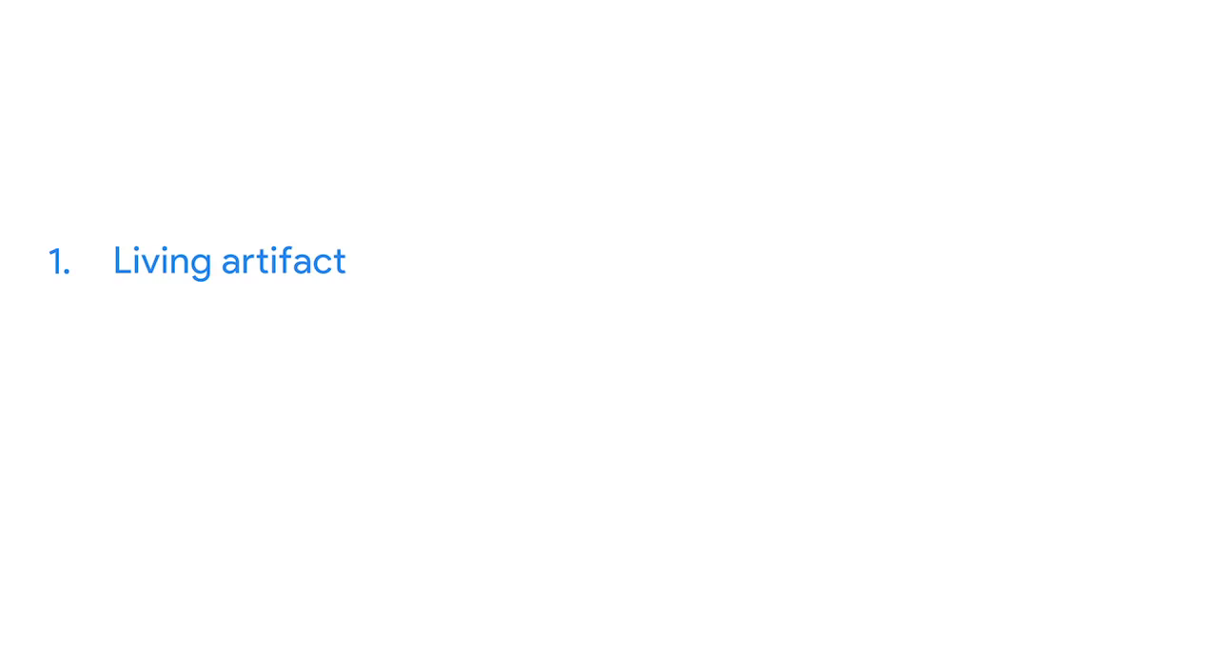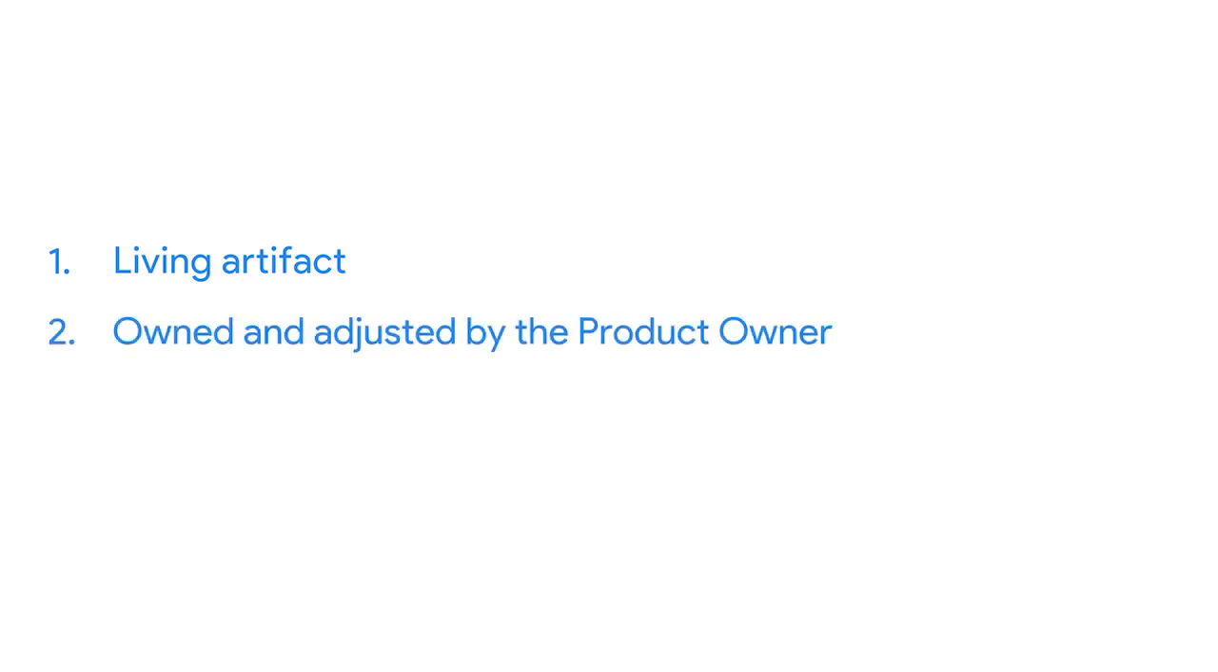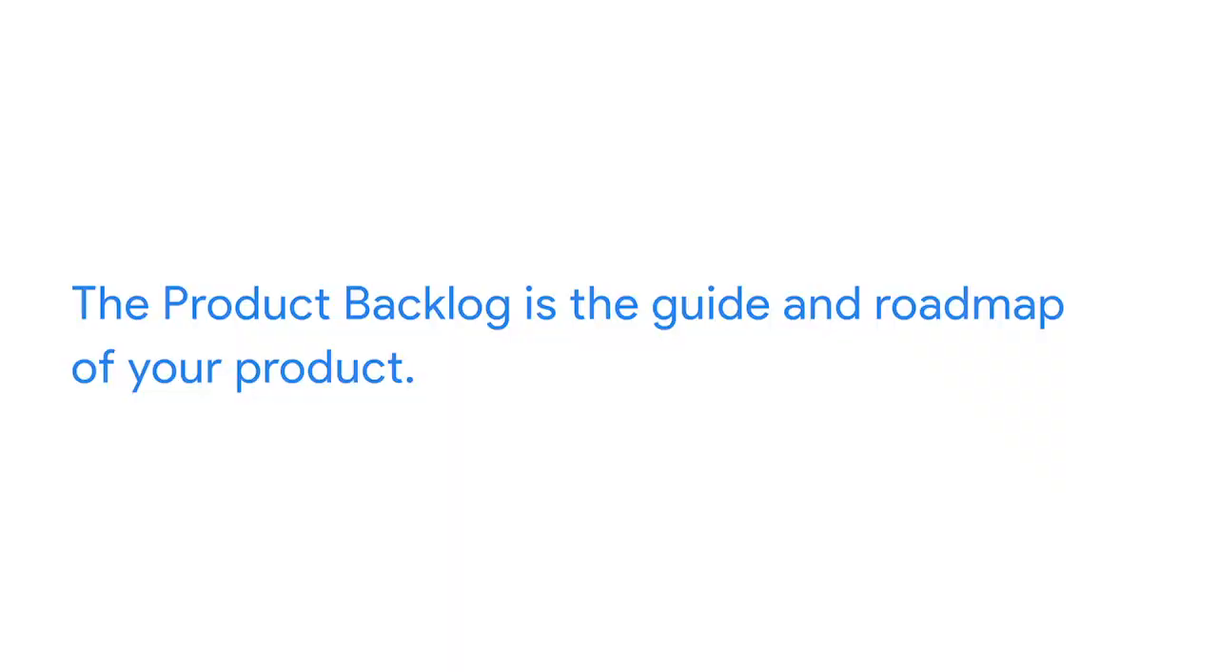Second, the product backlog is owned and adjusted by the product owner. And finally, the product backlog is always a prioritized list of features. So when there's new information or new features, those are added to the backlog in order of importance. The items at the very top of the list are very specific and well-defined, leaving the more vague items for the bottom of the list. Remember, the product backlog is the guide and roadmap of your product.